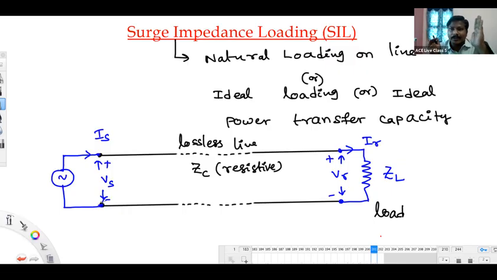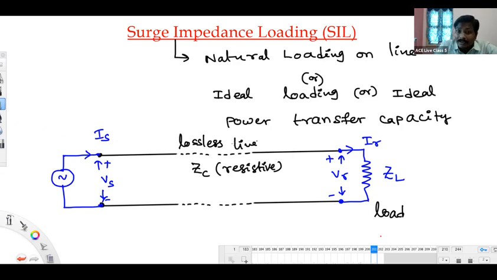Now, what is the sending end voltage equation and the sending end current equation? We will write that and keep the condition ZL equals ZC in it. Now, tell me please, what is the sending end voltage equation? Sending end voltage Vs equals cos beta L into VR plus jZC sin beta L into IR.